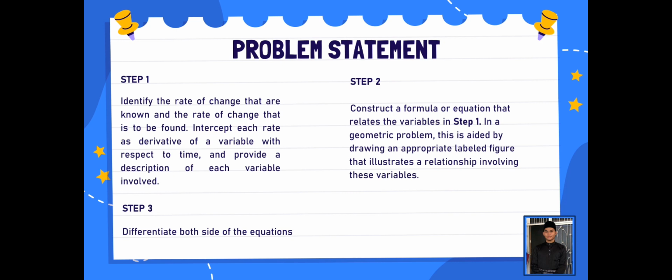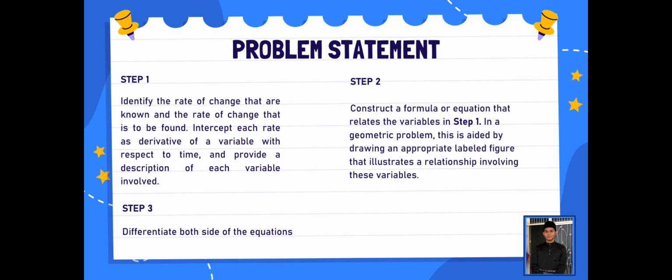In our problem statement, we are provided with 5 steps that we will learn about. For the first one, step 1: identify the rates of change that are known and the rate of change that is to be found. Interpret each rate as a derivative of the variable with respect to time, and provide the description of each variable involved.